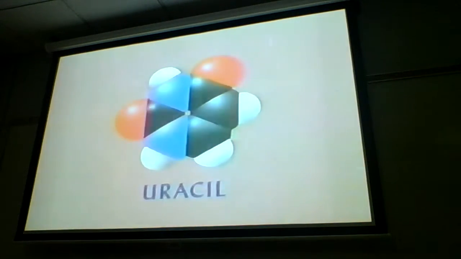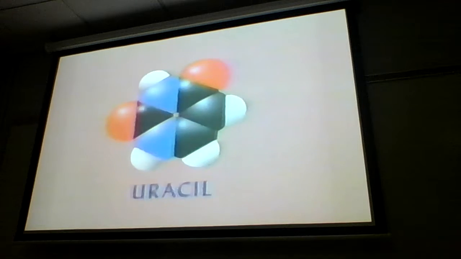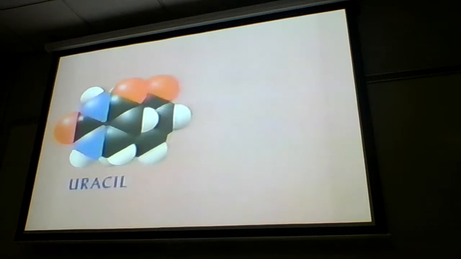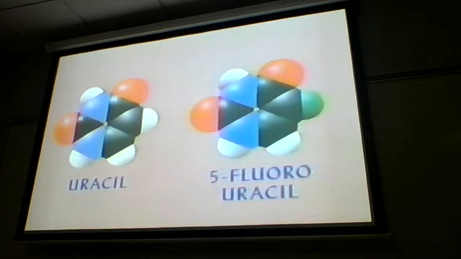How can we disrupt this mechanism and stop cell growth? Clearly, one point of attack is the original uracil molecule. This molecule can be altered in many ways. One of the most promising has been to replace this hydrogen with a fluorine to give 5-fluorouracil.